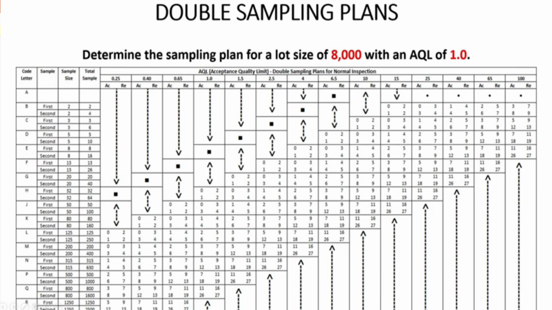But the beauty of double sampling is that oftentimes the quality of our product is so good or so bad that we can reject or accept the lot just based on the first sample. So again, here's that AQL of 1.0.